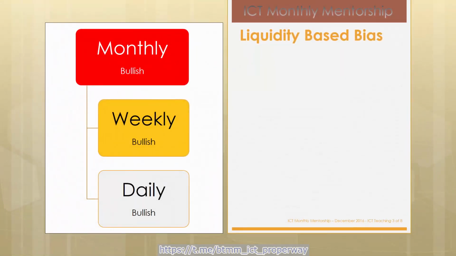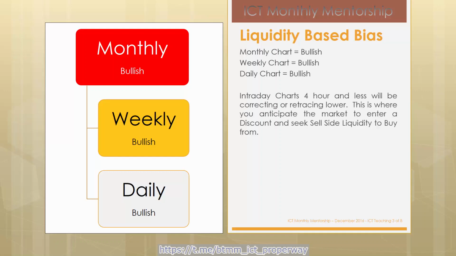Okay, liquidity-based bias for a bullish monthly chart, bullish weekly chart, and a bullish daily chart. Intraday charts, 4 hours or less, will be correcting and retracing lower. This is where you anticipate the market to enter into a discount and seek sell-side liquidity to buy from. And what we just showed you an example of was the bullish order block that you would use in this instance. And we're actually going to go into the dollar index and break it down and show you all this conceptually.